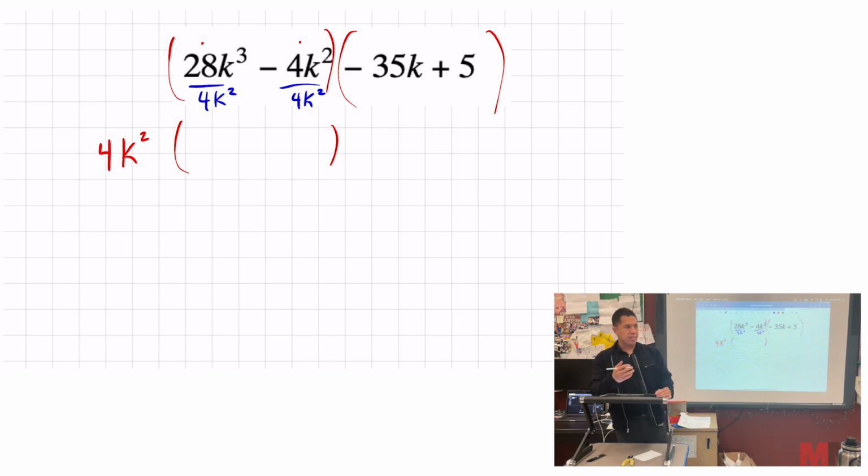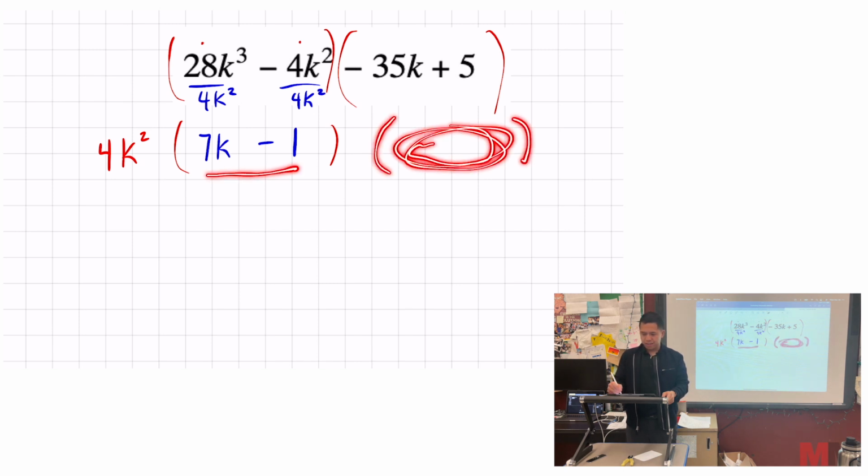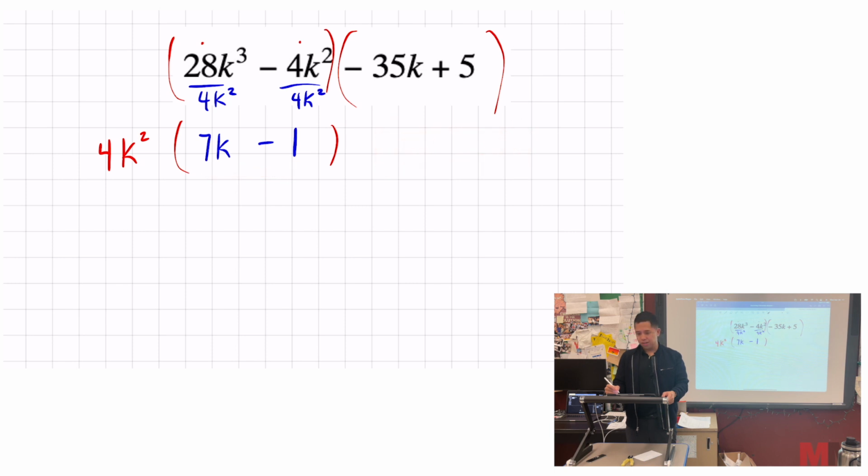I did realize some mistakes in the first period. They did this. 28 over 4 gets you 7k. And then someone canceled this all out. It doesn't cancel out. If you're dividing the same thing, it equals what? What is the same thing divided by the same thing? 1. So it doesn't cancel. It's really 1. So your goal in the other one is to get the same binomial, 7k minus 1.